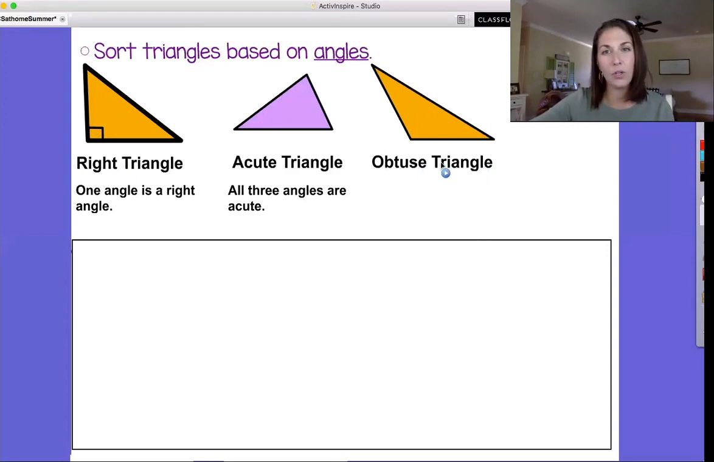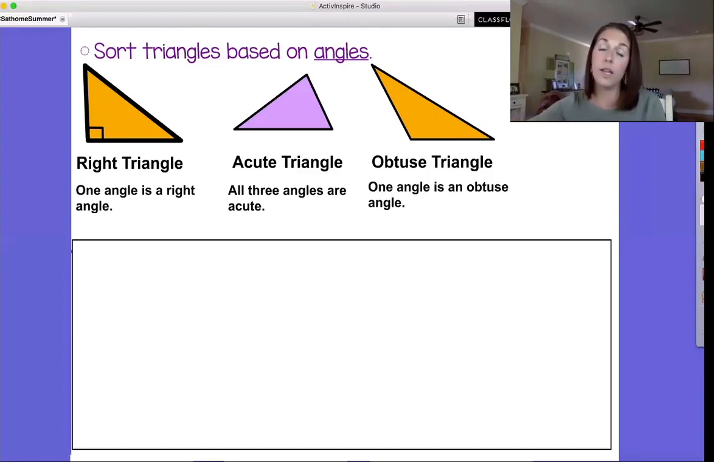Now let's look at the obtuse triangle. What makes an obtuse triangle named an obtuse triangle? Well, I see an acute angle here, and an acute angle here, but this angle is obtuse. So like a right triangle, for an obtuse triangle, only one angle is an obtuse angle, okay? If one angle is obtuse, it's called an obtuse triangle. If one angle is right, it's called a right triangle. But if all three angles are acute, we name it an acute triangle, okay?